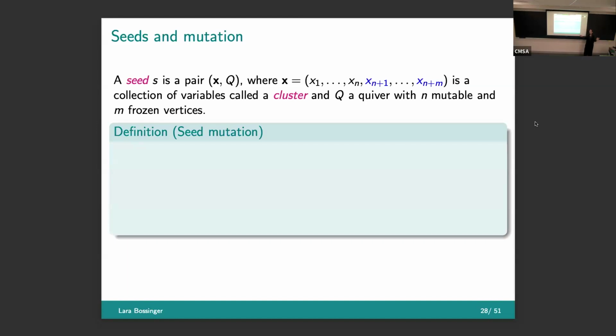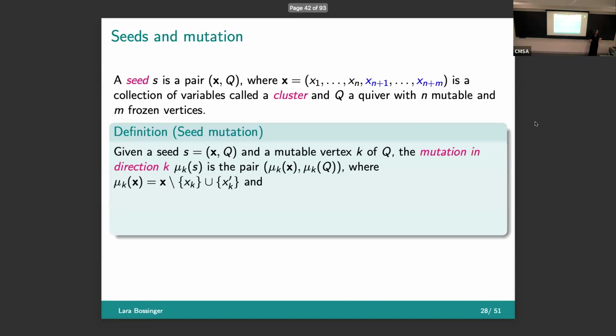And also here I'm going to have this distinction of having some associated with mutable vertices and some associated with frozen vertices. And when I perform a mutation in the quiver, I will also simultaneously perform a mutation to this collection of variables. And how that looks is the following. If I fix my k mutable vertex of Q, then after mutation, I get a pair again of a tuple of variables and a mutated quiver.